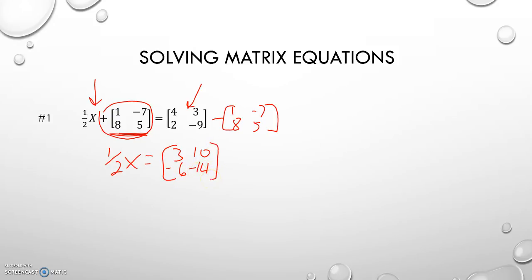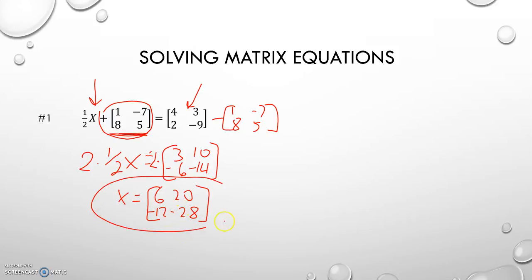Then I want to undo multiplying by 1/2, so I'm going to multiply by 2. Those are inverses of each other. 2 times 1/2 is 1 times x, and 1 times x is just x. But then I'm going to have to multiply this matrix here by 2. And when I do that, 2 times 3 is 6, 2 times 10 is 20, 2 times -6 is -12, and 2 times -14 is -28. And so my solution, my x matrix, is 6, 20, -12, and -28.